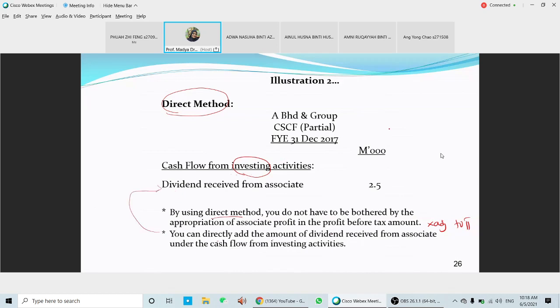So if you are dealing with an associate, with the indirect method you're going to have two items. Operating here is related to the minus of share of profit, and then you're going to have investing for the dividend received. But if you're using the direct method, you only have investing for the dividend received. So these are the two different methods that we are using.